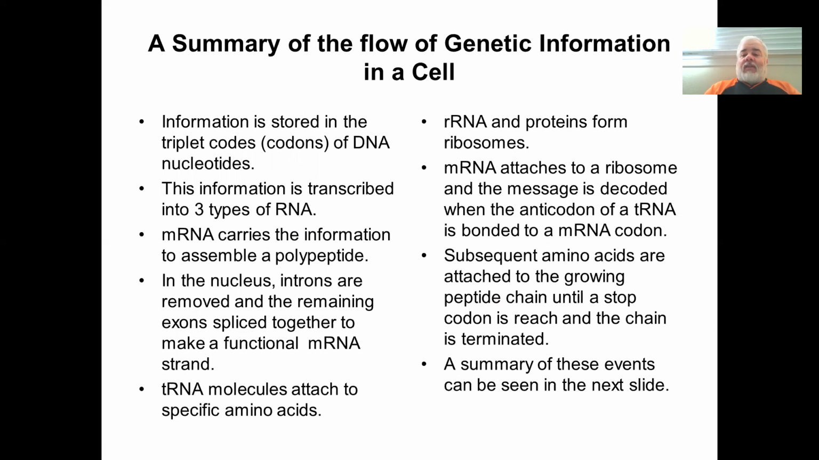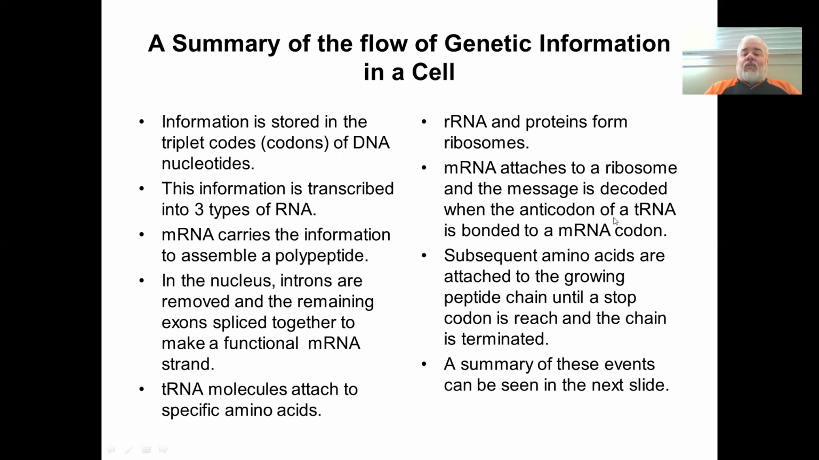So mostly we talk about the messenger RNA, but where did that transfer RNA come from? Where did that ribosomal RNA come from? It also is coded in the DNA. Those other 2 types of RNA are also coded directly in the DNA. Messenger RNA carries information. It is transcribed information from the DNA. In the nucleus, introns are removed and the remaining exons spliced together to make functional messenger RNA. Transfer RNA attaches to specific amino acids. Ribosomal RNA and the proteins make up the ribosomes.